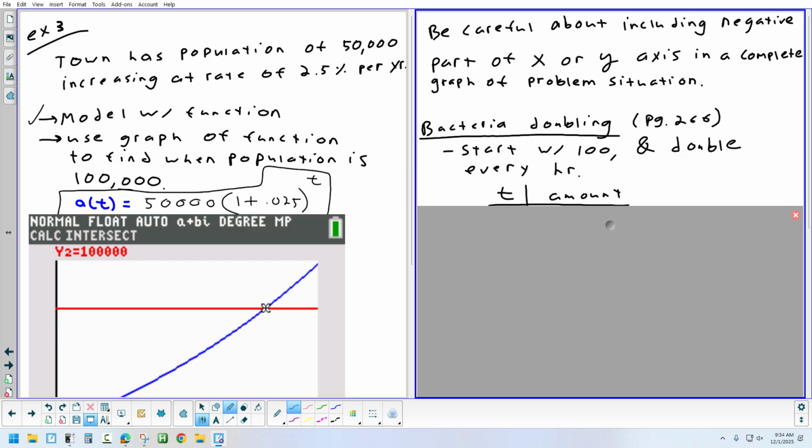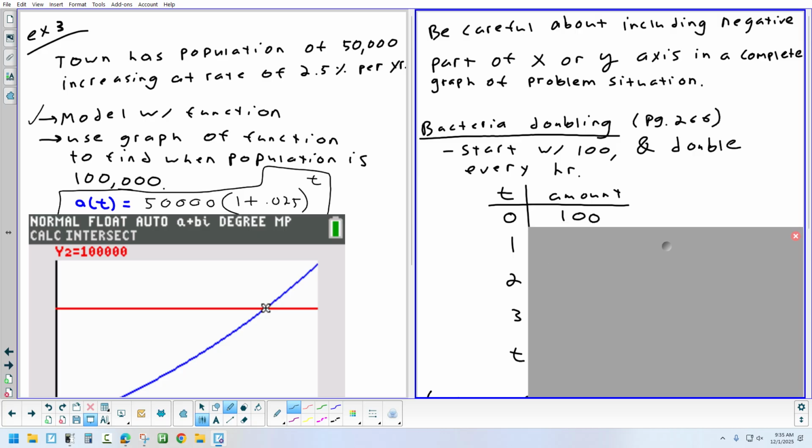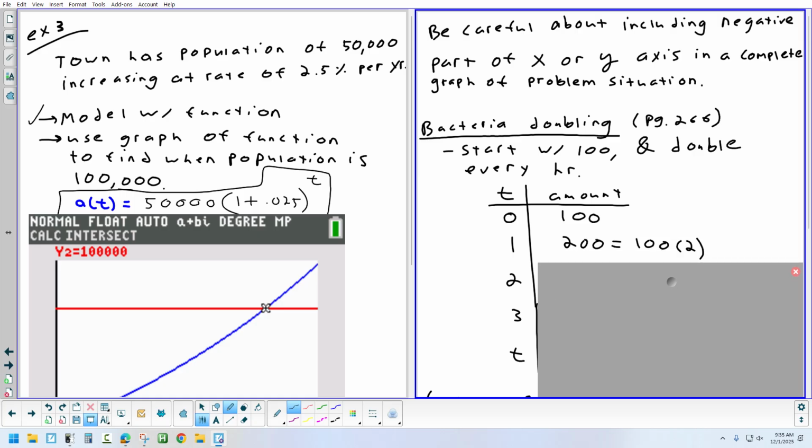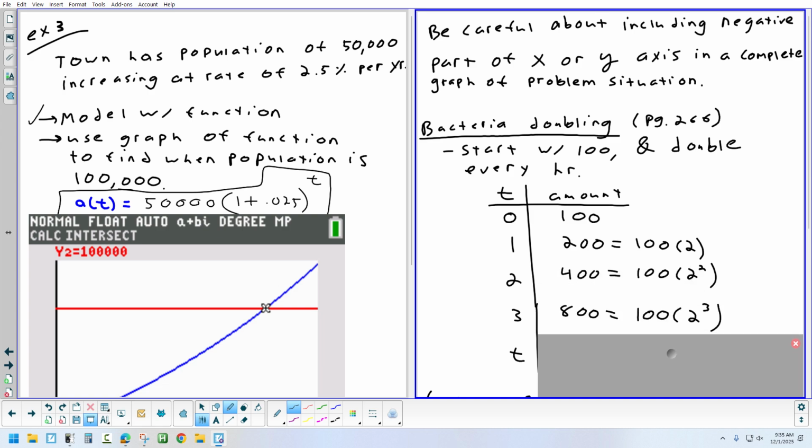If you started with 100 bacteria and 0 hours had gone by in your experiment, how many bacteria would you have? 100. Yeah, it's the initial amount. After 1 hour has gone by, how many would you have? 200. After 2 hours? 400. And after 3 hours, 800.